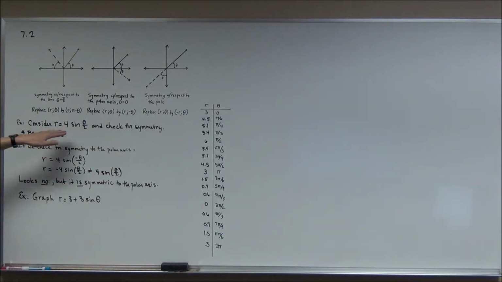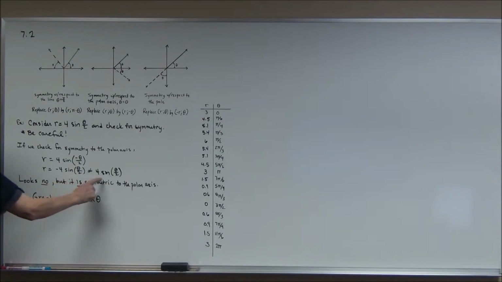So here's an example of kind of a weird one. I just wanted to point out that when I check for symmetry, I need to be careful. If I check to see if it's symmetric to the polar axis by plugging in the opposite of theta for theta, and then I remember that sine is an odd function, so I can bring the negative out in front, I get this guy here, which doesn't look like the same as this.